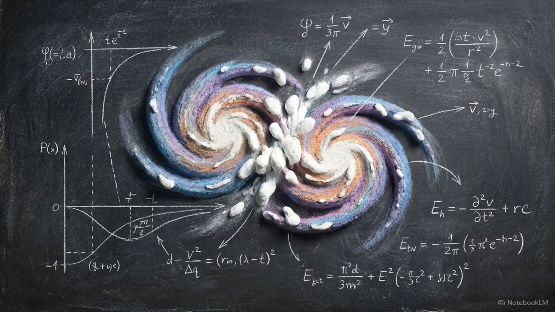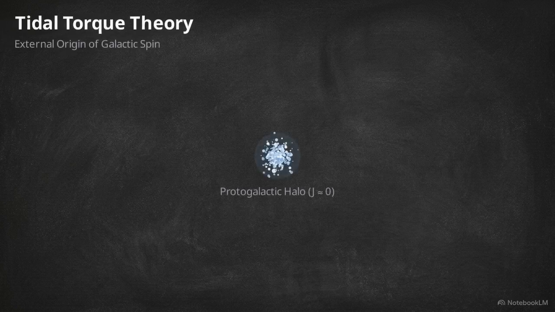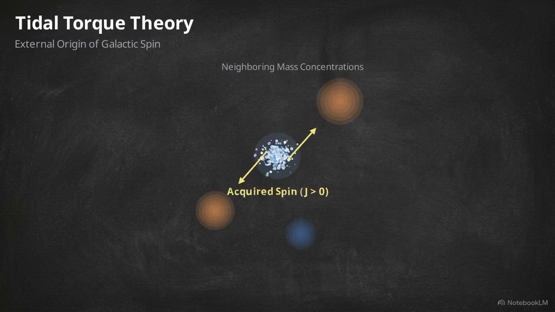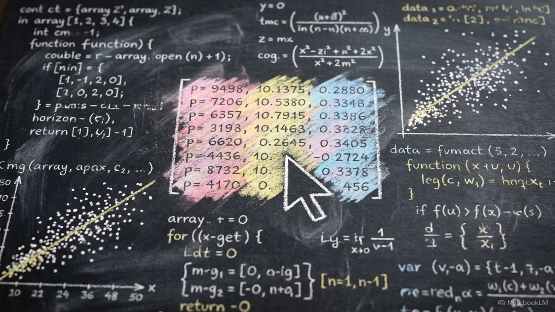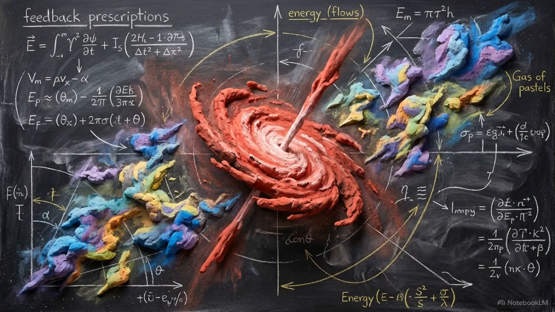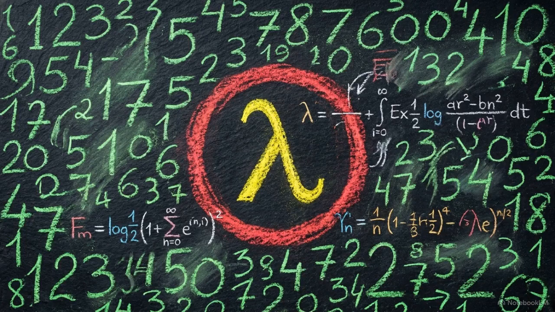Standard cosmology faces a historical angular momentum problem. Simulated galaxies consistently lose too much angular momentum during hierarchical mergers, destroying extended spiral disks. The standard mechanism for generating spin is tidal torque theory, which relies entirely on the gravitational tug of neighboring structures. To match observed disk sizes, researchers rely on massive statistical tuning, precise feedback prescriptions, and highly specific spin parameters.